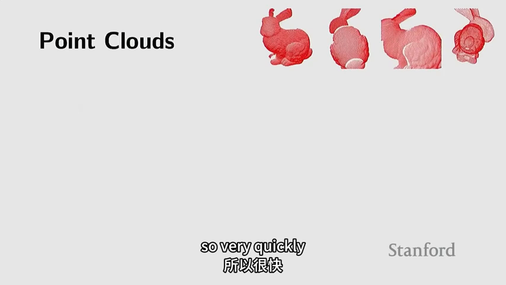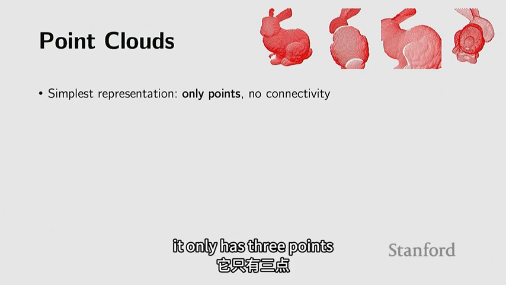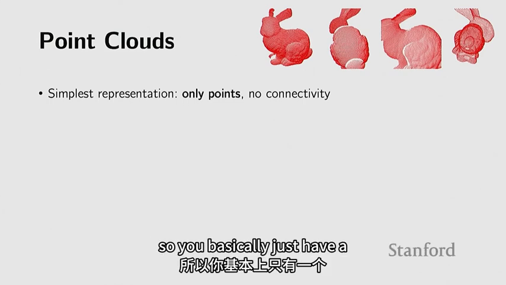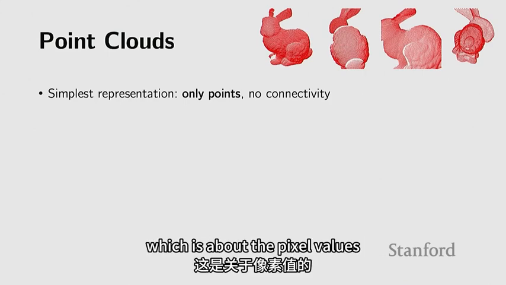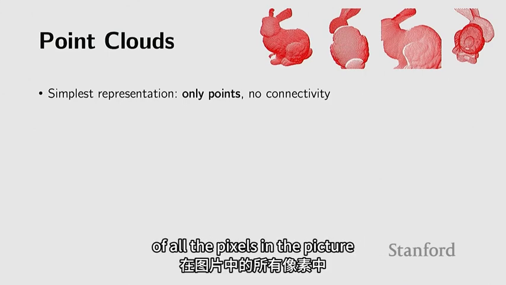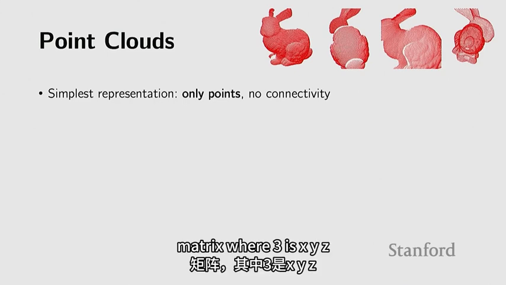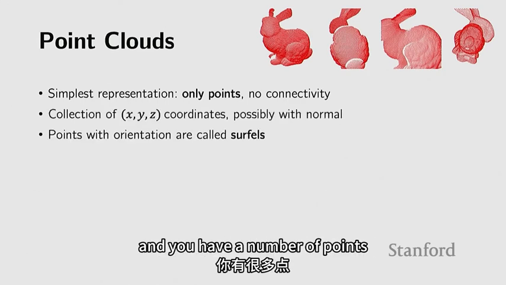So very quickly, we can go through some of these representations, like point clouds. Point cloud is probably the simplest representation. It only has 3D points. It doesn't have connectivity, so it doesn't capture how these points are connected. So instead of having an n by n matrix, which is about the pixel values of all the pixels in a picture, now you have a 3 by n matrix, where 3 is the XYZ coordinates of these individual points, and you have a number of points.